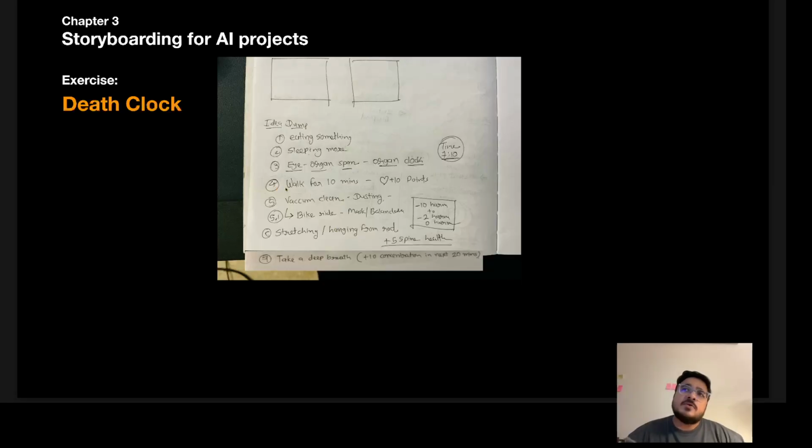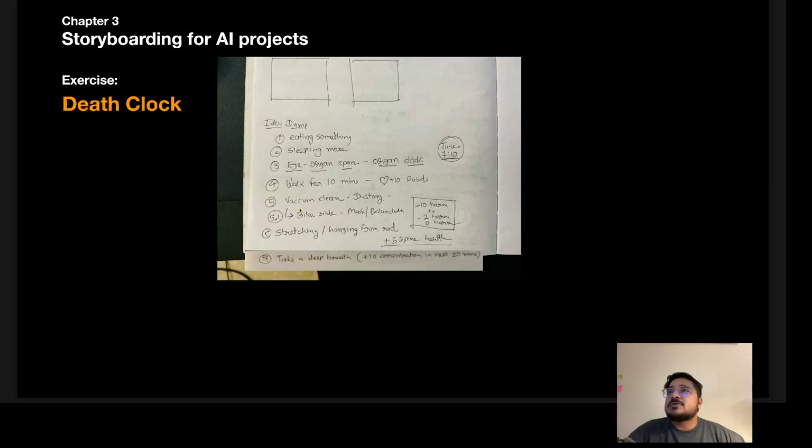Then also, if you walk for 10 minutes or more, you can get some heart points. I saw this example in Google Fit. If you haven't downloaded it, you can try it out. Just walk for 10-15 minutes and you will see there is a step counter as well as heart points. Heart points are calculated based on how fast you walk and how long you walk without taking any breaks. So that could be one evaluation method for your life clock or death clock.